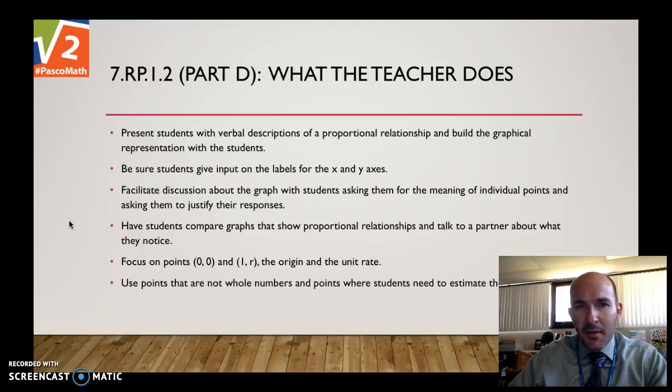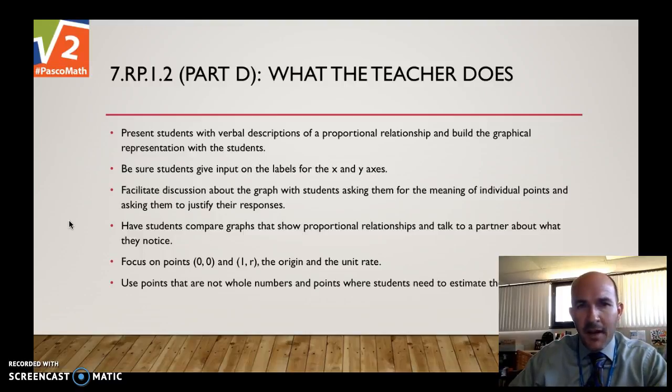Facilitate discussion about the graph with students, asking them for the meaning of individual points. Ask them to justify the response. So when we do pick points out on the graph, what does that mean in terms of x and y, and what do x and y represent?